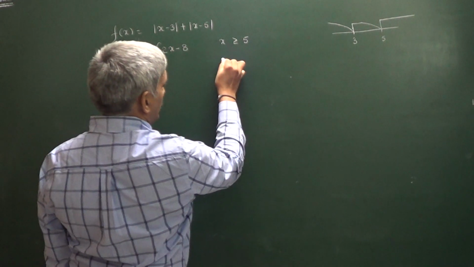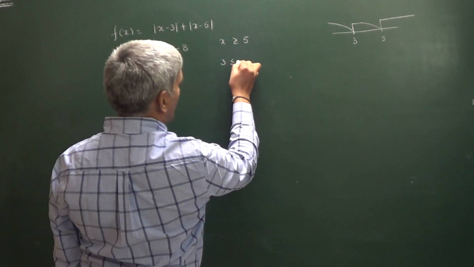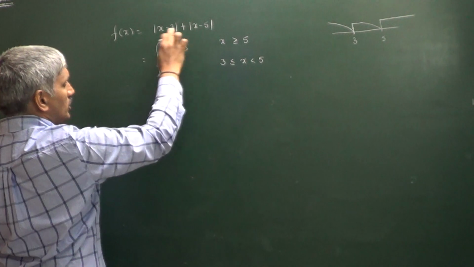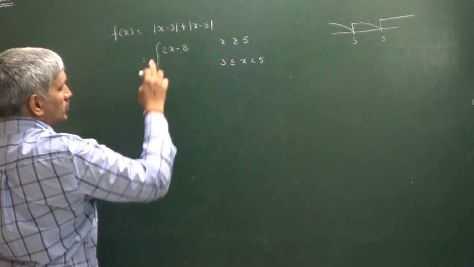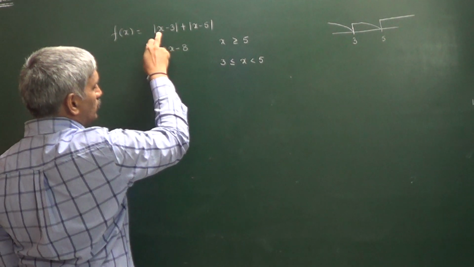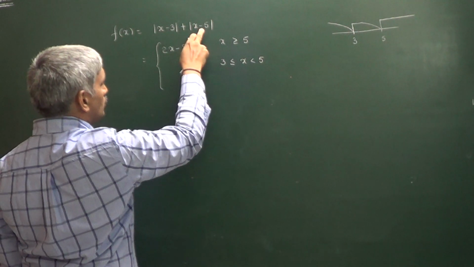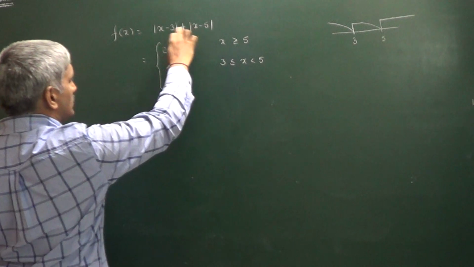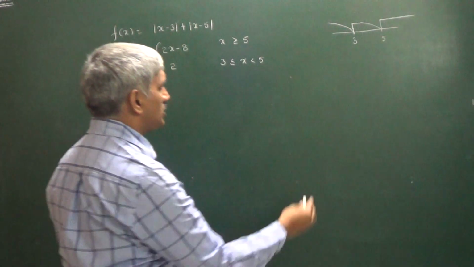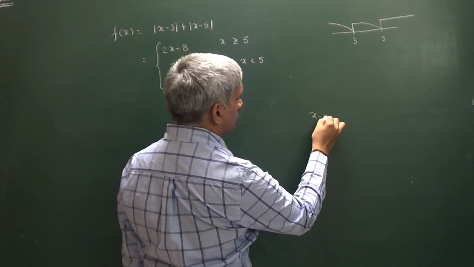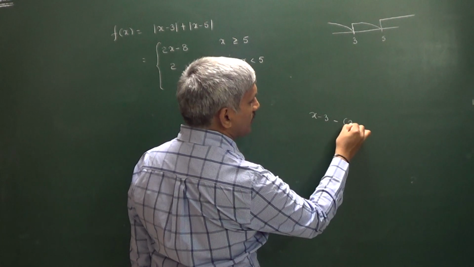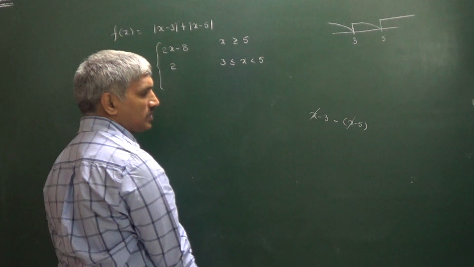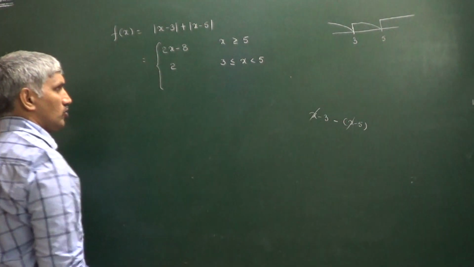Next one is greater than or equal to 3, less than 5. One is negative, the other one is positive. So that's why what happens, positive this one and this is negative. So you will get the answer as 2, because minus x and plus x cancel. This is the reason: x minus 3 minus of x minus 5, plus x minus x cancel. 5 minus 3 is equal to 2.